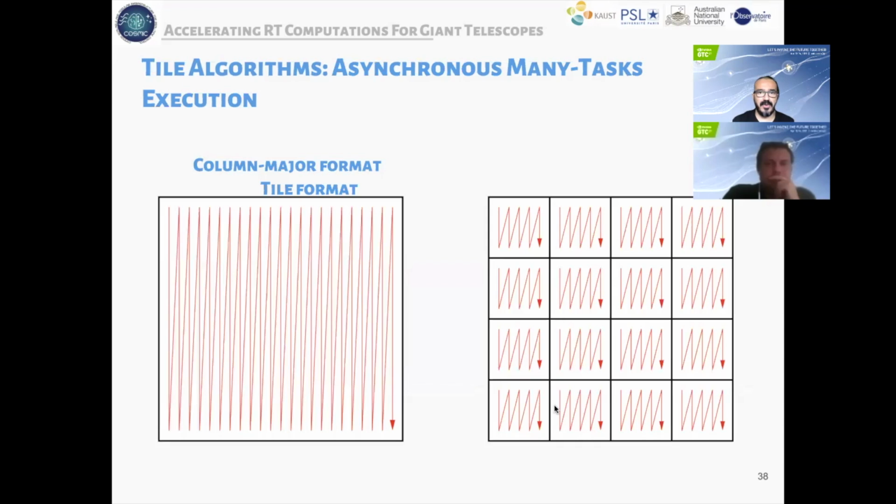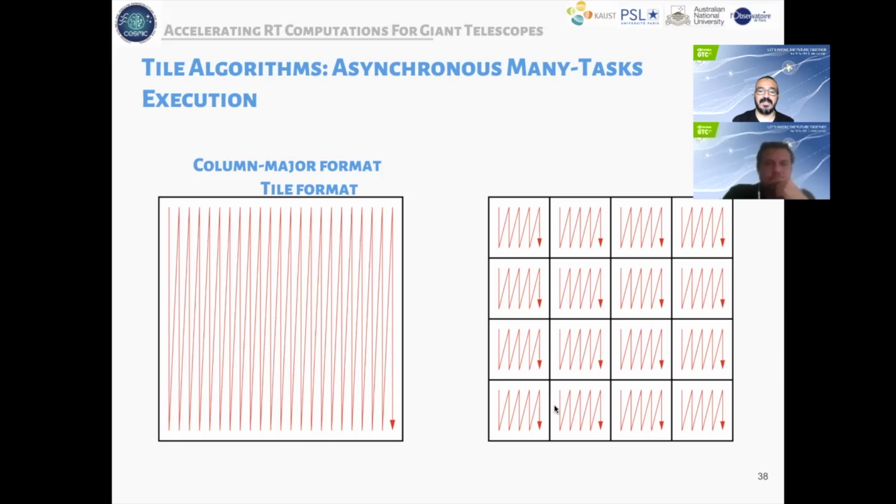So what we came up with are those tile algorithms, going from column major format to tile low rank format on the right. We basically take the matrix, we split it into tiles, and we try now to design an algorithm that will operate on the tile itself. And by moving from a coarse to a fine grain granularity for the computation, we are able to embrace this asynchronous execution.